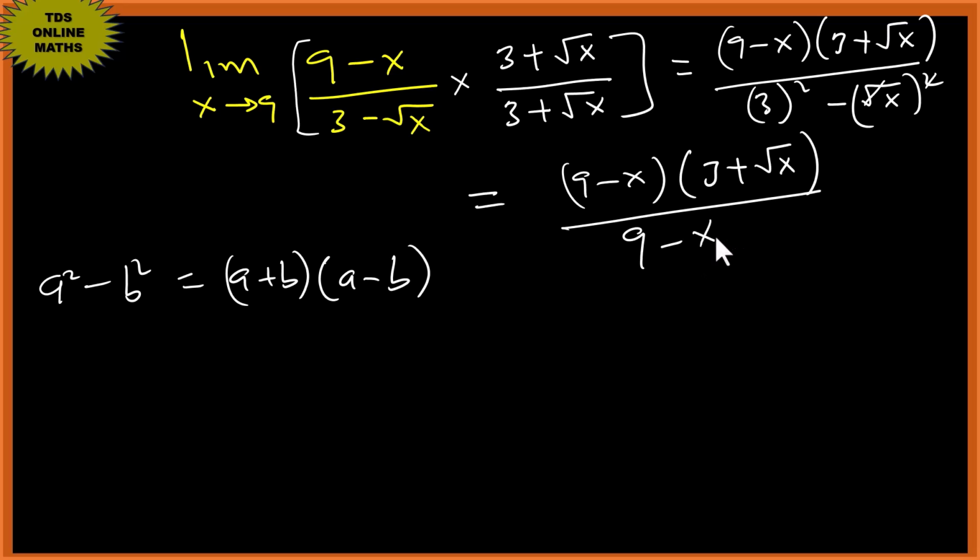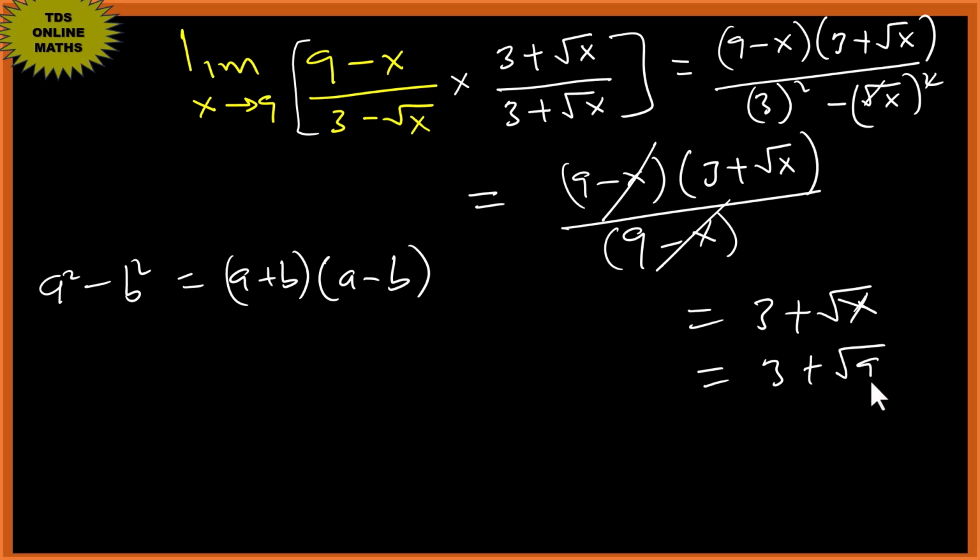So what do you see here? This one will cancel this, so I'll be left with 3 plus root x. So the limiting value here is 9, so I can go ahead: 3 plus, so the positive square root of 9 will be 3. So we have 6.